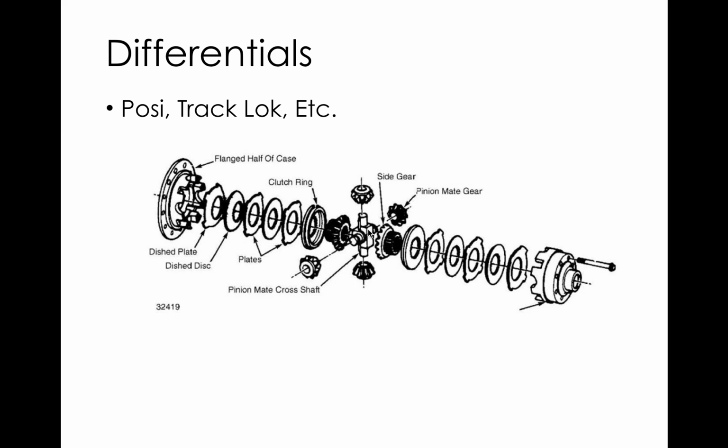Now you could put the clutches in between the side gears, but usually you've got stuff there that prevents you from doing it. So instead of just putting clutches from the left side gear to the right side gear, you run the clutches to the housing and then back around here because you can package it.